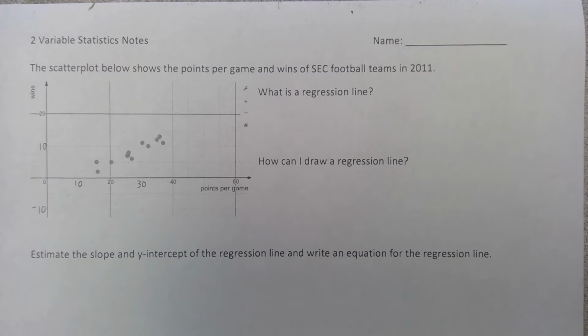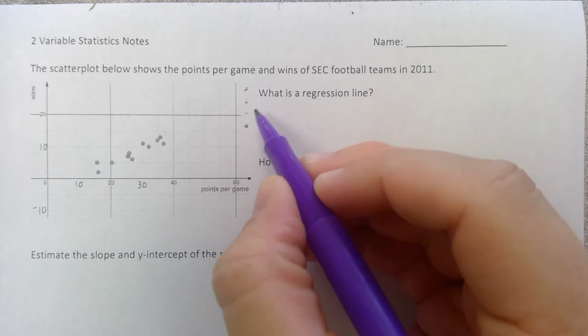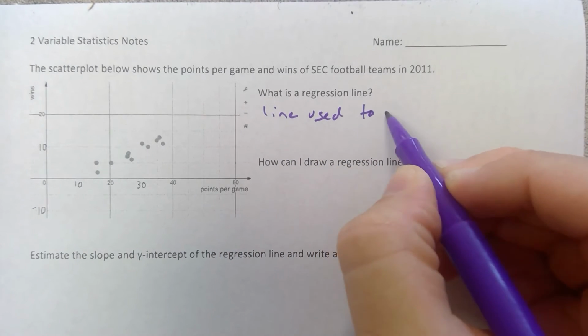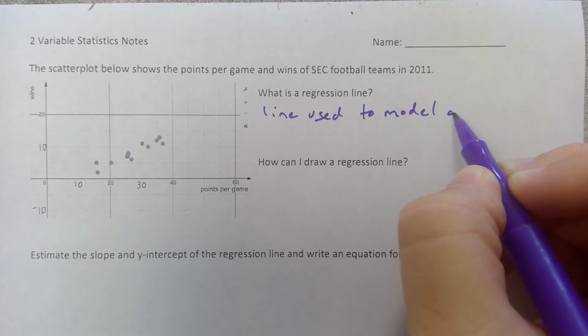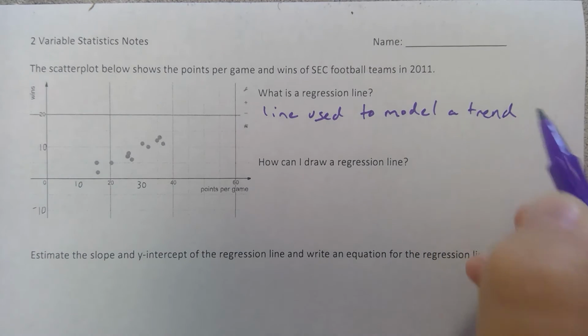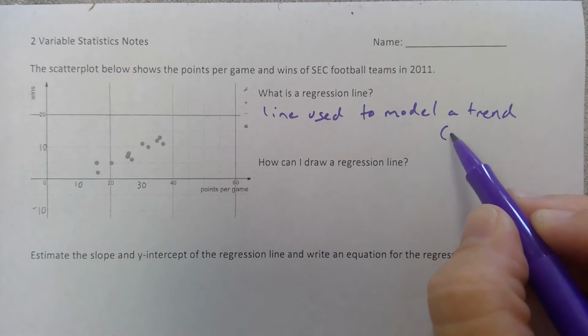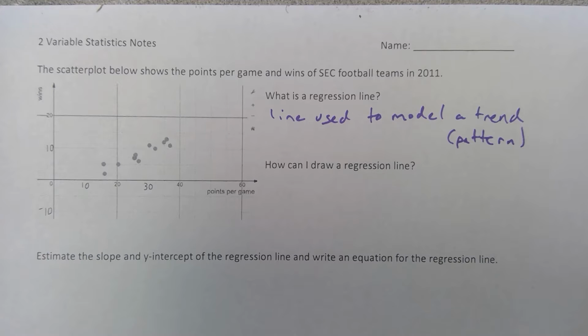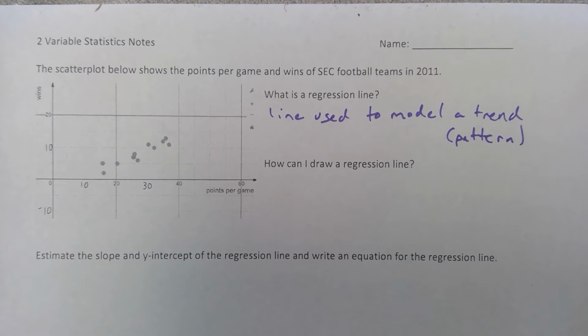You might have seen regression lines before, but a regression line is a line used to model a trend. Now a trend, we might also think of that as a pattern, a pattern that we see in a scatter plot. Okay, so how can we draw a regression line? We'll see in the calculator later on a good way to make a regression line.